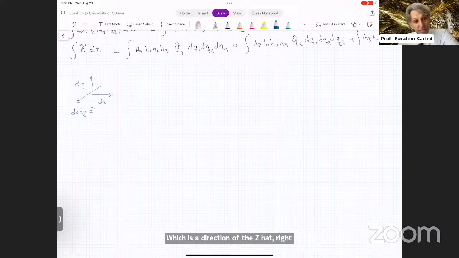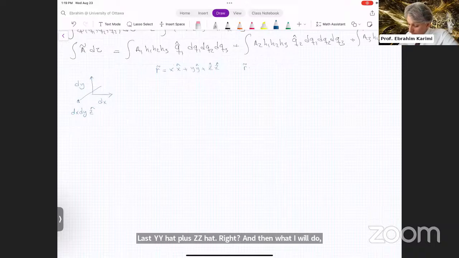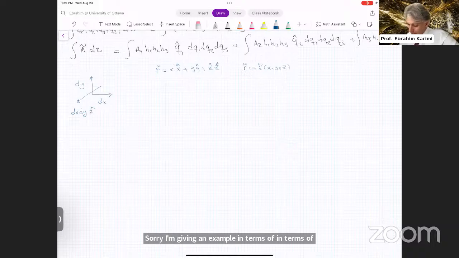Well, how do we build up this? We say, okay, take the dr. You have r, which is x hat plus y hat plus z hat, right? I know that r is a function of... sorry, I'm giving an example in terms of Cartesian coordinates because it's much easier to handle. So I'm looking at the change of r with respect to the x parameter, and the second time with respect to the y parameter.